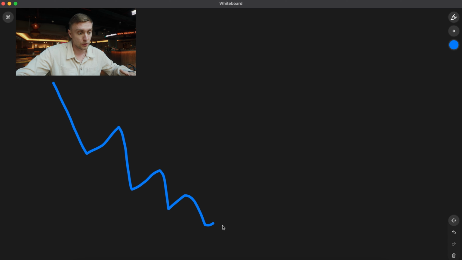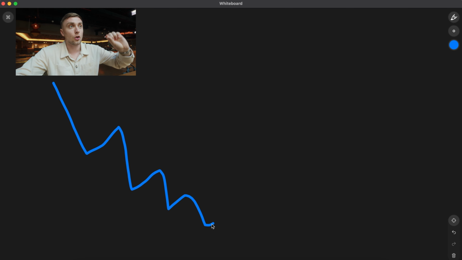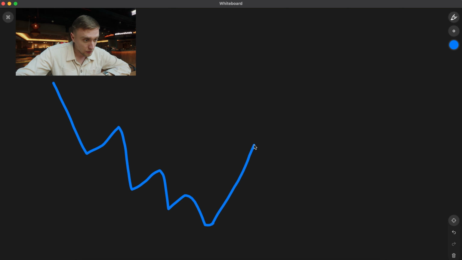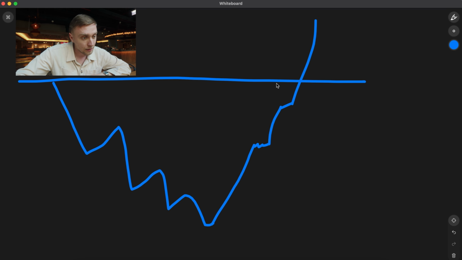For example, we have a trend that was going down for some period of time, and then in a short period of time, without correction waves, with only small stopping of the price, it breaks the highest level of our previous trend. What should we do next?